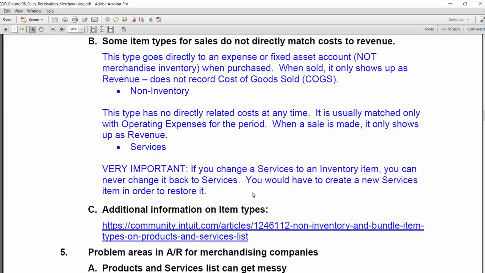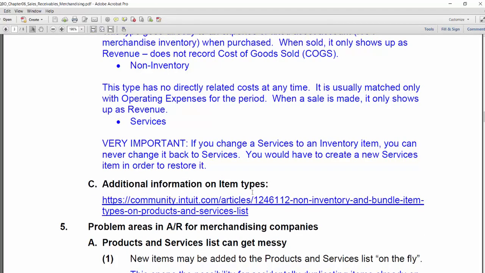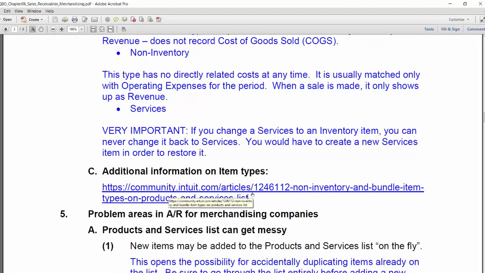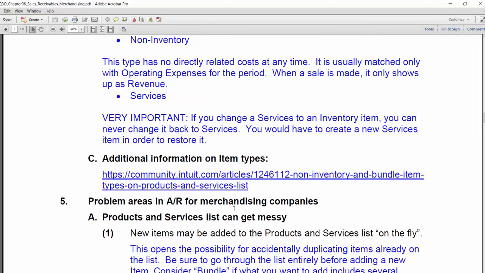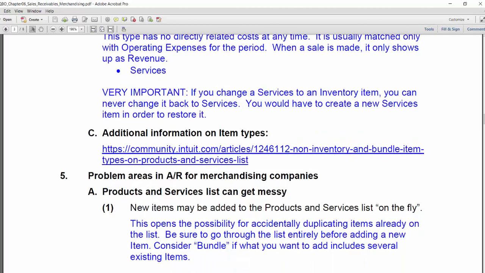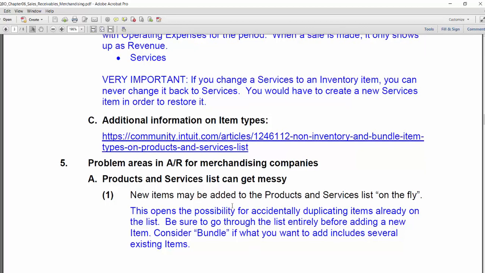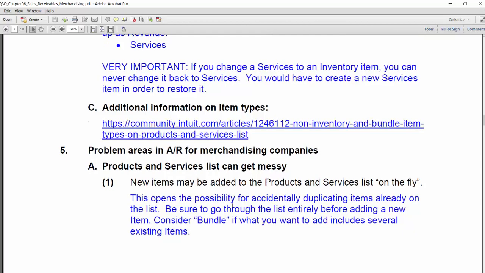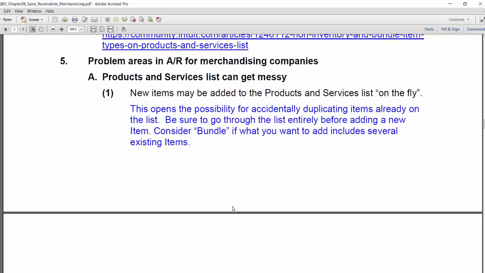So there are some problem areas in products and services and purchases, sales for merchandising companies. Your product and services list can get kind of messy because you can add products or services kind of whenever you feel like it. So you might have something that you have listed already and you just didn't find it alphabetically, and then you start having sales made of two different products instead of one product. So if you have things that you want to list several of them together, you might want to look at bundling them or counting them as a bundle.